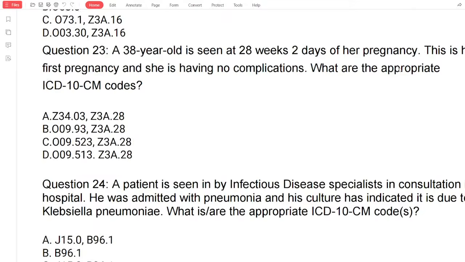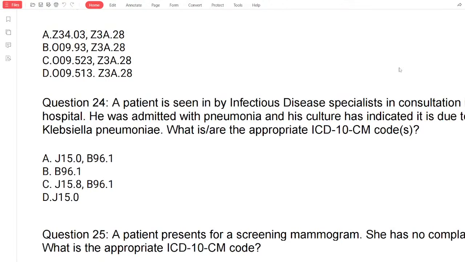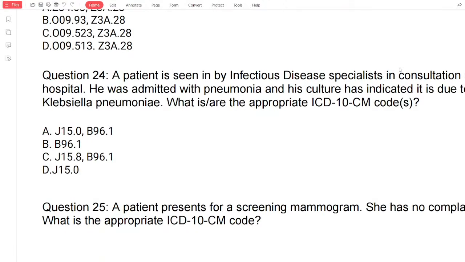Yeah, let's solve the 24th one. 24. A patient is seen by an infectious disease specialist in consultation in the hospital. He was admitted with pneumonia and his culture has indicated it is due to Klebsiella pneumoniae. So that is the diagnosis. What is the appropriate ICD-10 code for this?